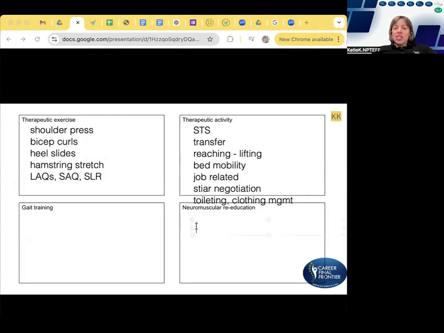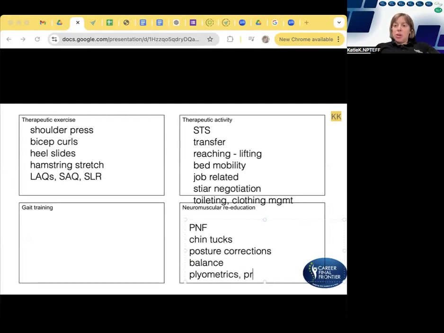Okay, let's do neuromuscular reeducation. What would fall under this? What's different about neuromuscular reed versus therapeutic activity though? Anything posture corrected, yep. Balance, anything balance. That's always what I think. Biomechanics. I like biomechanics here too. Yes, proprioception.